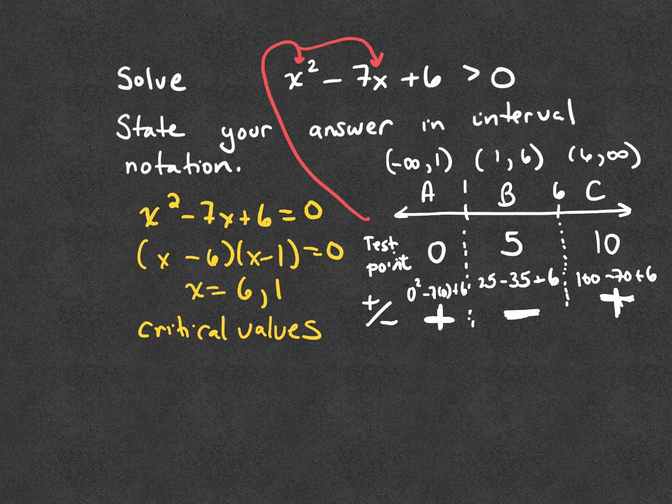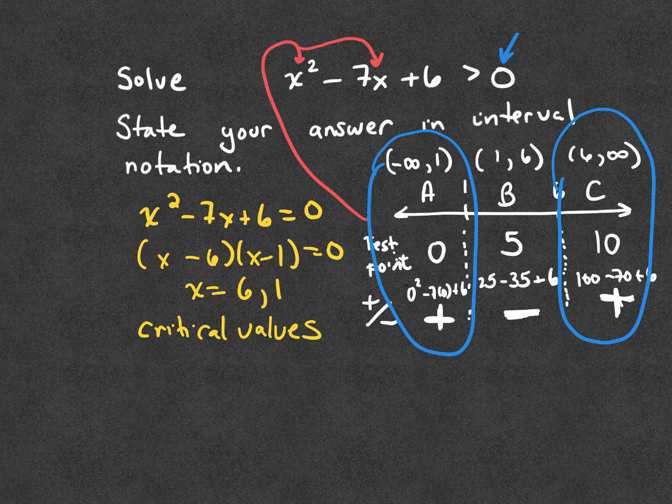Now, I only care if it's positive or negative, because in this problem, I want to know when this is greater than 0. Well, it's greater than 0 when it's positive. So the two regions that are going to work for this are going to be region A and region C.